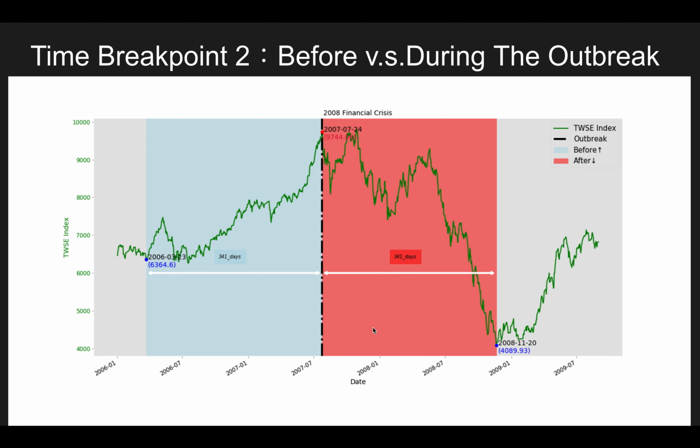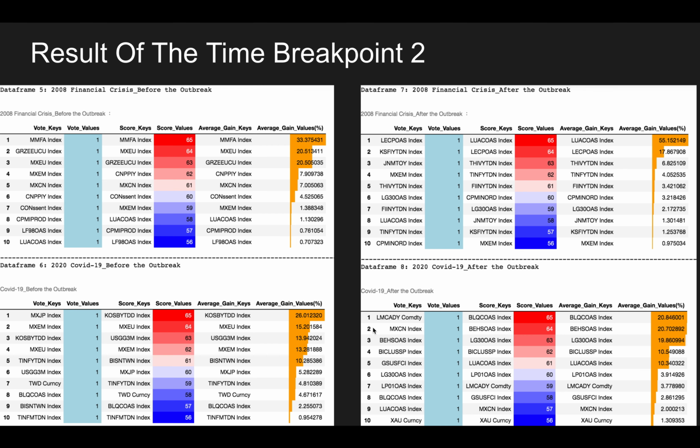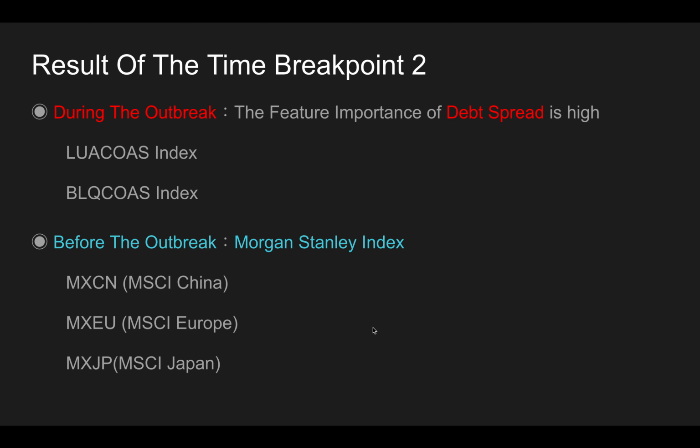The second way I split the recession into two parts is that we mark the period before the outbreak in light blue, and the period during the outbreak in red. Similarly, we fit the data into the function I built, and we can observe that before the outbreak, the Morgan Stanley index is important among 66 features. However, once the recession starts, the feature importance of debt spread will increase, and the feature importance of the Morgan Stanley index will decline.